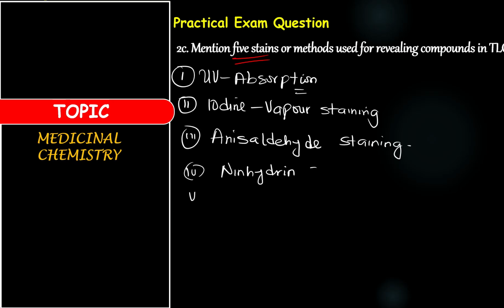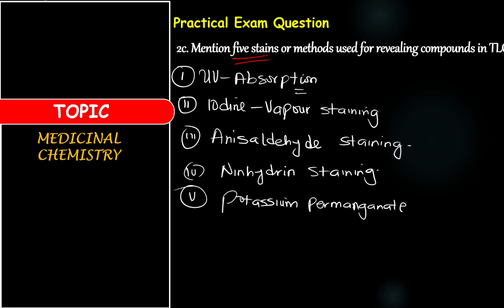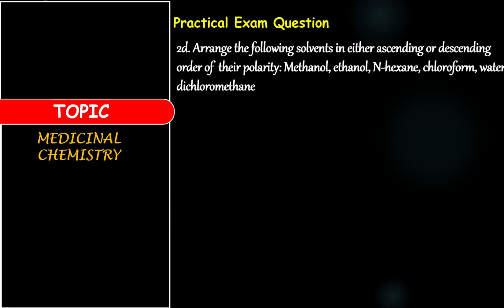And then the last one would be, where's the last one? Potassium permanganate staining. Now this potassium permanganate staining is for unsaturated compounds. All right, so these are the various staining techniques that have been used in thin layer chromatography.